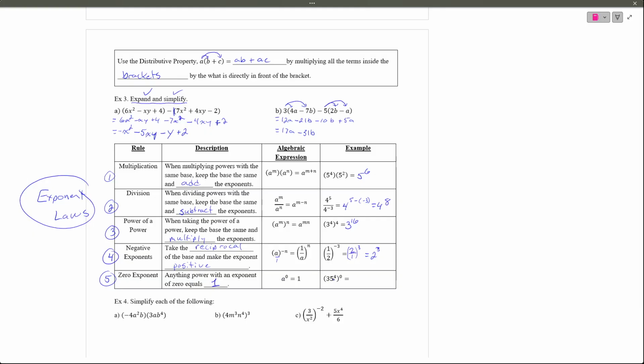35 to the power of 4, to the power of 0, that just means this whole thing is to the power of 0. Anything to the power of 0 is just 1. So that's your answer there.